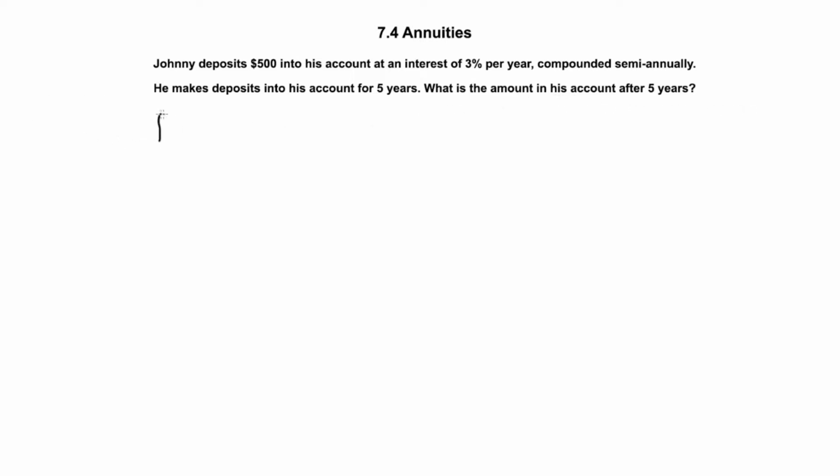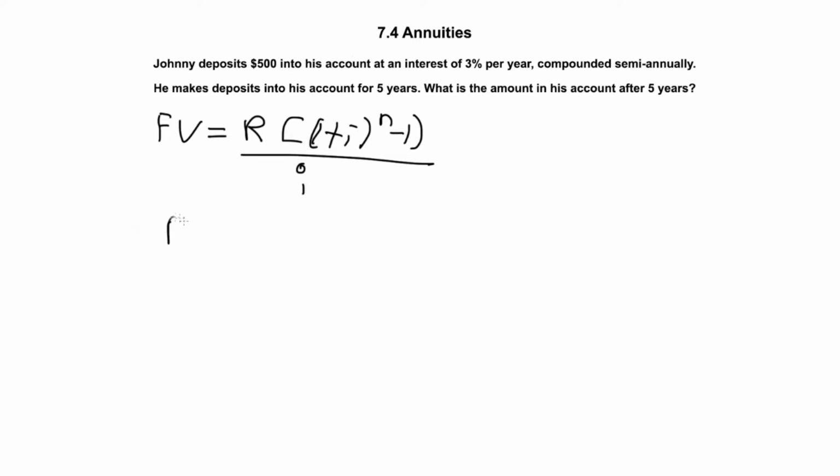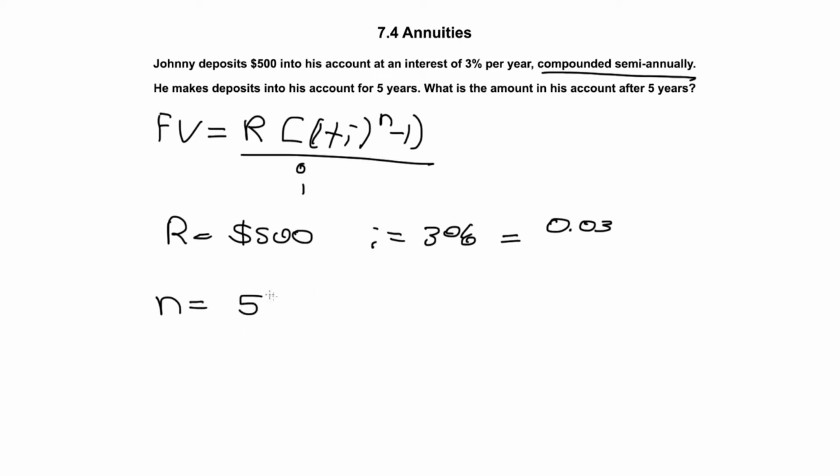Now, knowing the equation FV = R[(1 + i)^n - 1]/i, we can see from this equation that we are given the R value, which is $500. We are given i, which is 3%, which can also be 0.03. We are also given the n, which is 5. But knowing that it is compounded semi-annually, you must multiply the n by 2. So this would mean that the number of payments is 10.